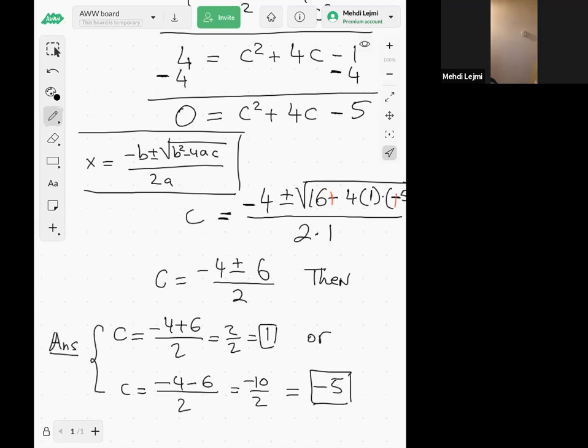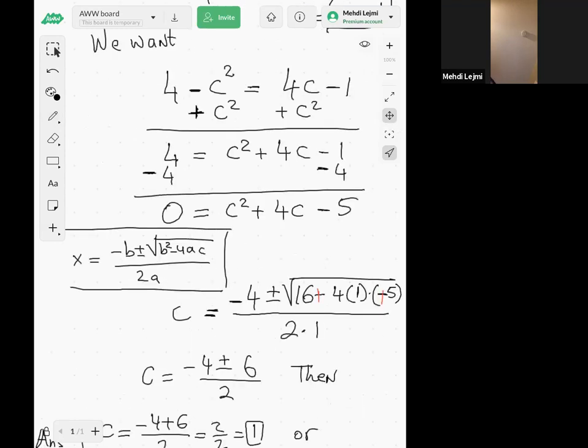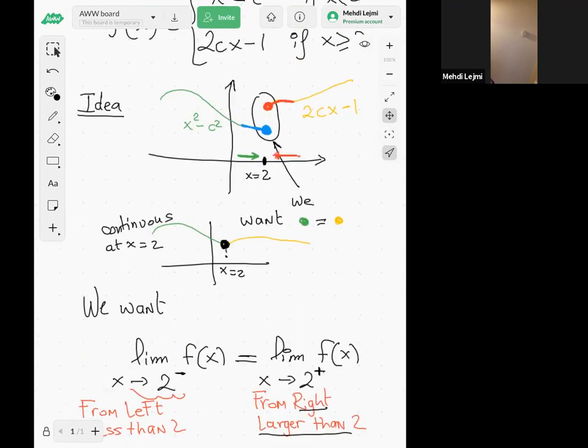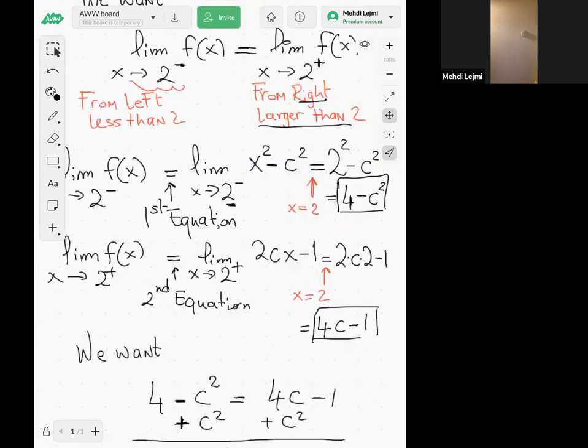So what we are saying, guys, is that if c is positive 1 or c is negative 5, then you see this, the green point here would be equal to the red point. So they would coincide, right? And then your function or your graph is going to be continuous. Like here, if the two points are equal, the blue and the red one, then the function is going to be continuous. There will be no interruption in the graph. So it would be a continuous graph, right?